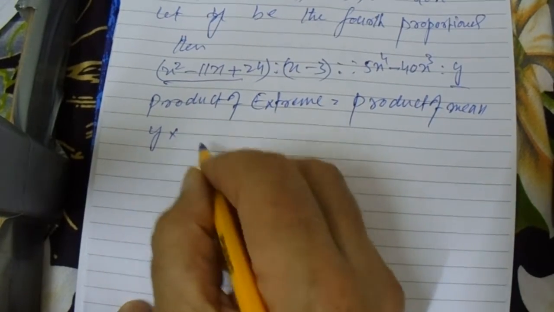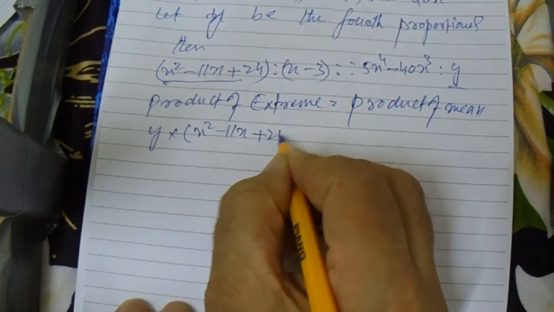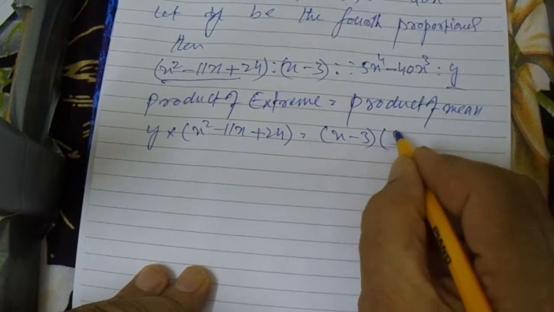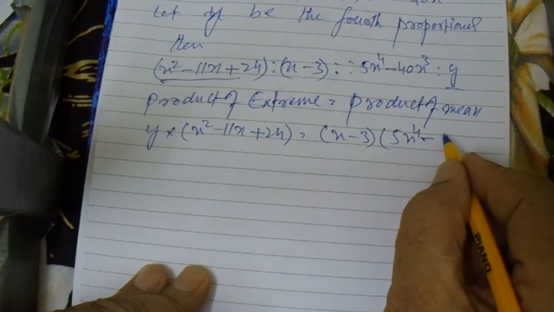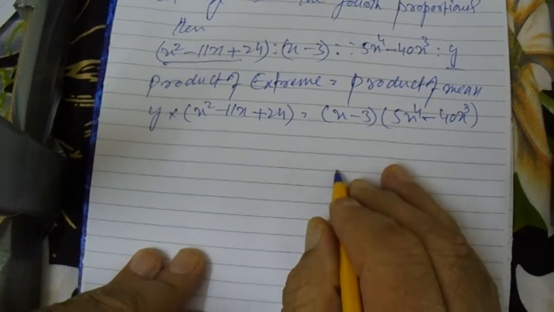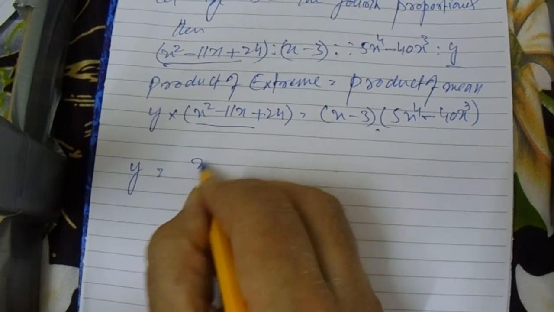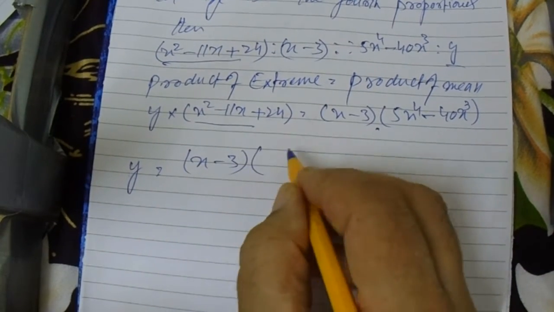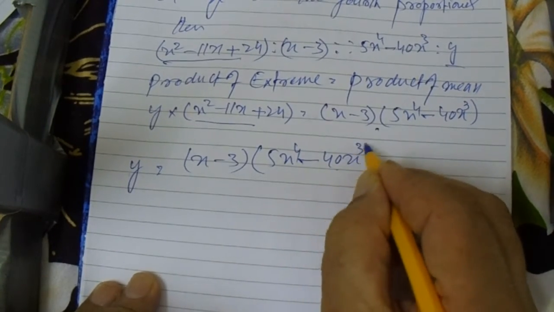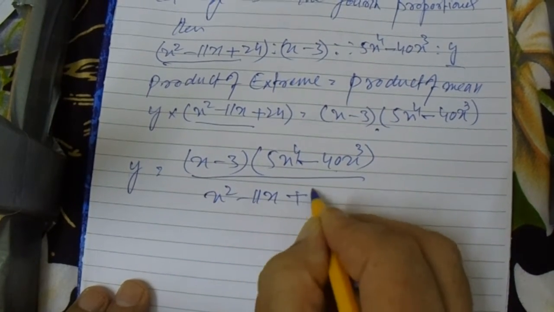y multiply by this x square minus 11x plus 24 is equal to x minus 3 and again 5x^4 minus 40x^3. We write this, and this will become the denominator of this, and y is equal to x minus 3 and 5x^4 minus 40x^3 over x square minus 11x plus 24.